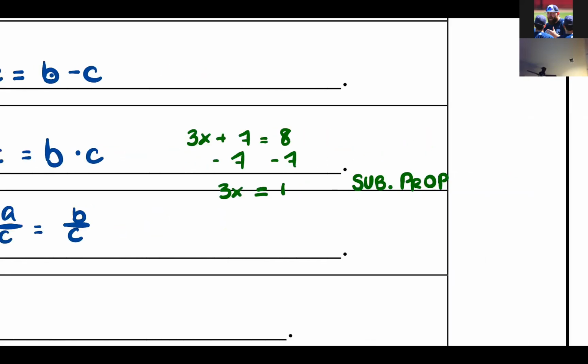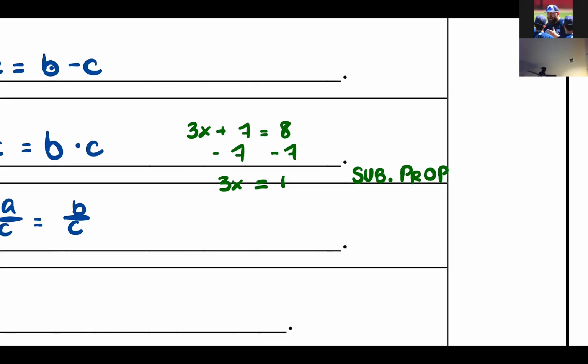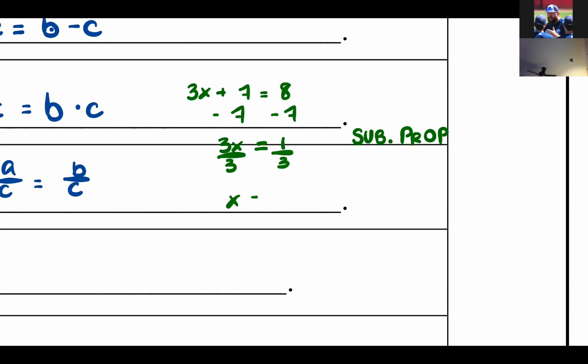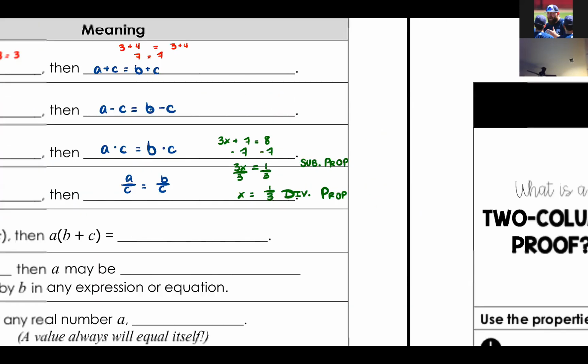What will we do next to get x by itself? I divide both sides by 3. So we'd get x equals 1/3. What did we do there? Which one of our 4 properties? We did the division property. So we're not changing the math we're already doing. We're just putting a label to it. I know labels are bad.